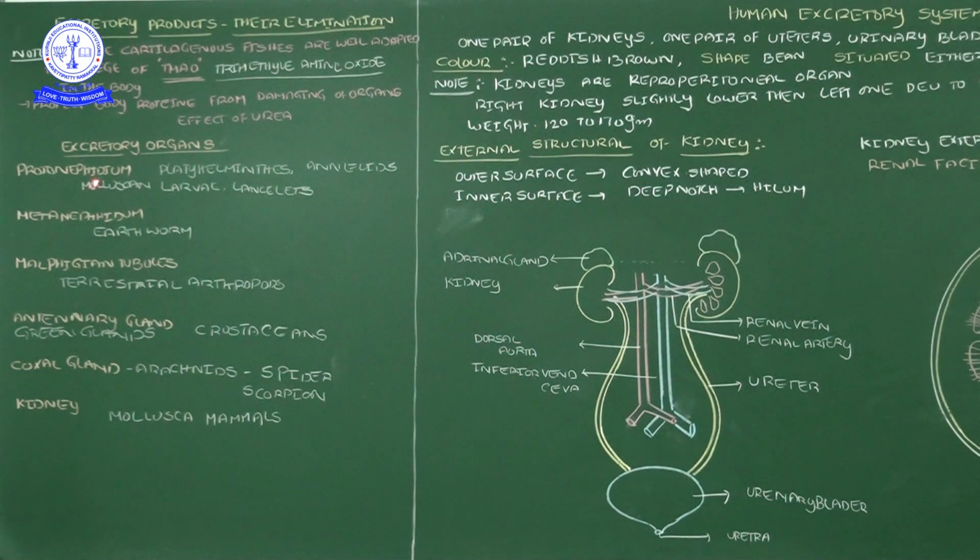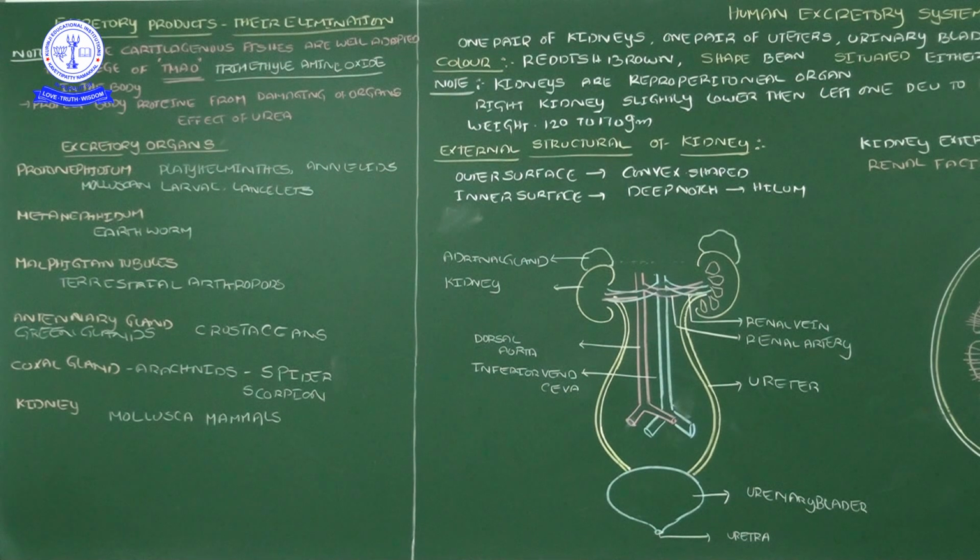So protonephridia are present in the phylum Platyhelminthes, annelid and mollusc larvae, and lancelets. These are examples of organisms containing protonephridia. Here I will tell one example. Platyhelminthes organisms contain flame cells in their body.